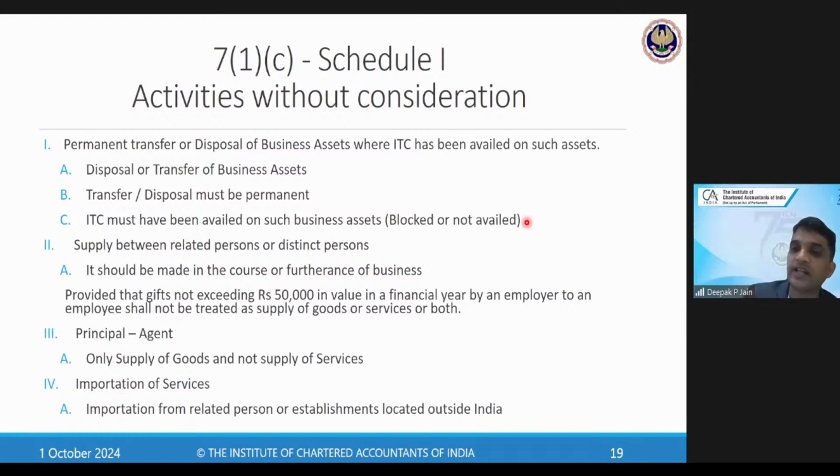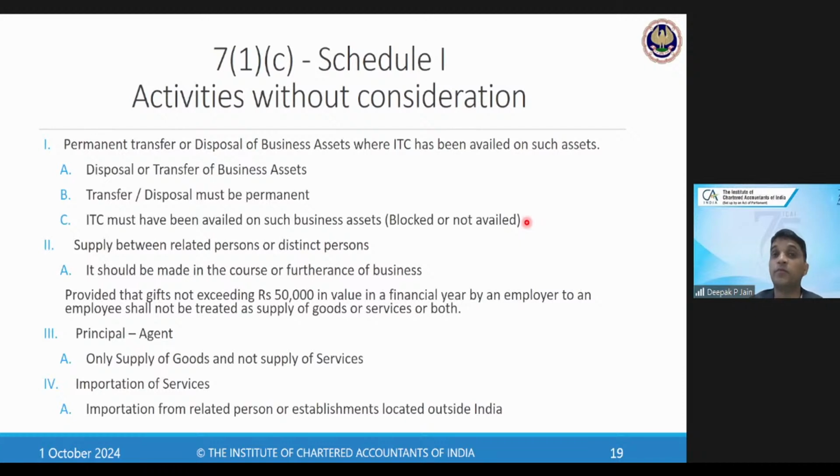Now, what is the market value of this laptop? On that, I have to pay GST. Will I collect it from the NGO? No, because I have not collected any consideration from them. So on this laptop disposal, I have to pay GST. Okay, that is the first example.